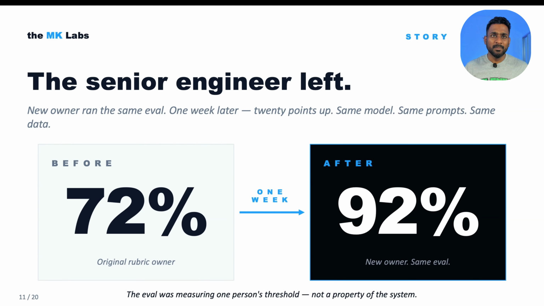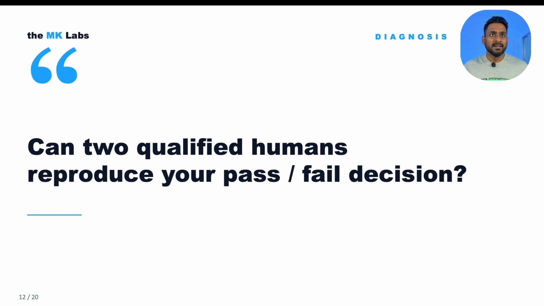And this is why gates are fragile when the gate depends on a single person's intuition. The gate is portable only inside that person's head. When they leave, your quality metric becomes a coin toss. So if your KPI can change that much without the system changing, the KPI isn't describing the system, it's describing the scorer.